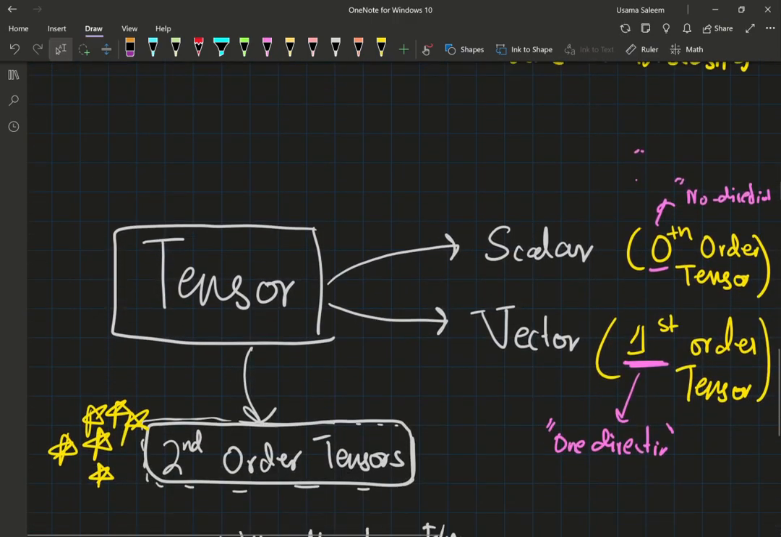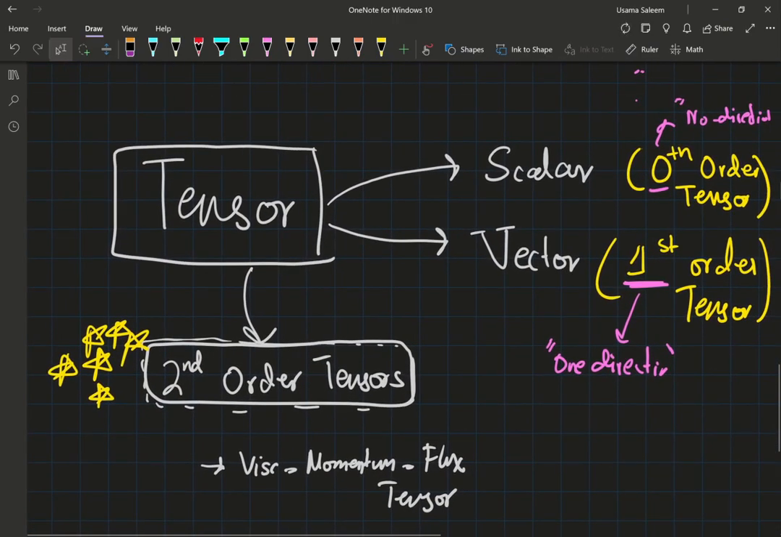Alright guys, scalars and vectors actually belong to the bigger family of tensors. A scalar is a zeroth order tensor, a vector is a first order tensor. And second order tensors are what you're going to be playing around with. Well, not that much, and this is what's going to pop up in a transport phenomena undergraduate level class.